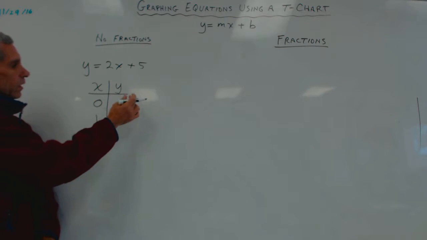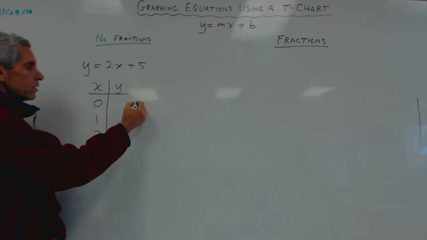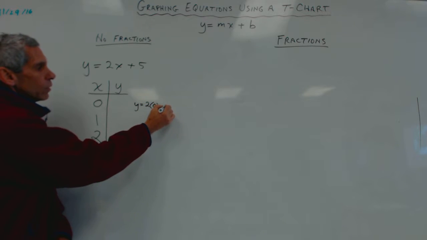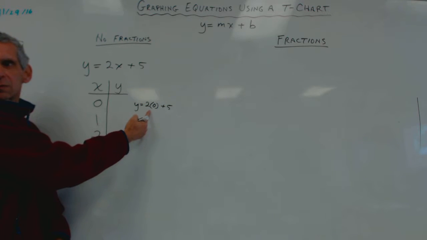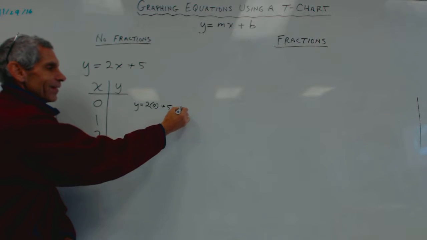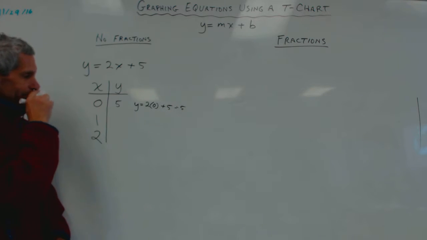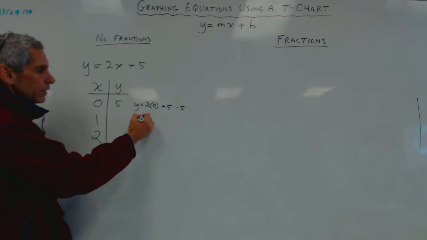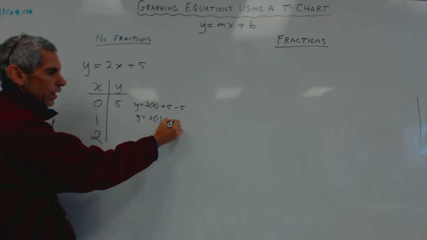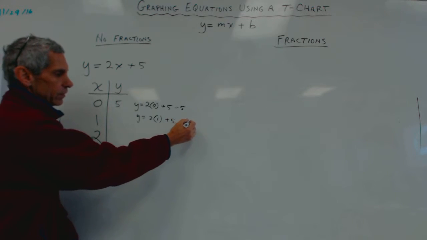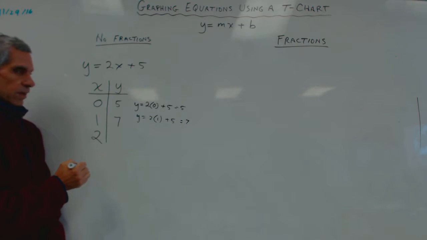So if I plug 0 into this, I could write it out right here if I want. Y is equal to 2 times 0 plus 5. What's 2 times 0? 0. Good job. 0 plus 5 is 5. All right, so it's 5, right? Pretty easy. And now if x is 1, y is equal to 2 times 1 plus 5. What's 2 times 1? 2 plus 5 is 7, right? So I put a 7.